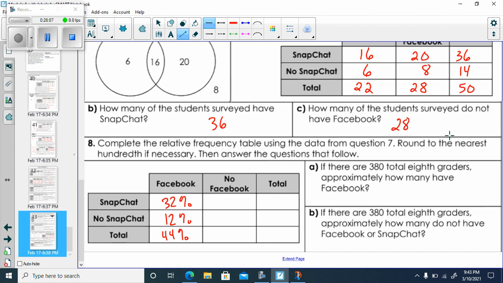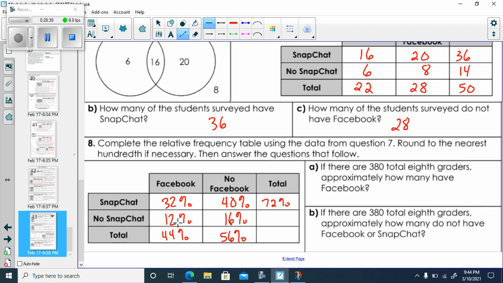All right, now let's try this one. 20 out of 50. 20 divided by 50. That would give you 40% that have Snapchat with no Facebook. 8 out of 50. 8 divided by 50 would give you 16%. Now keep in mind, this is your total, so you can add it together. That's 56%. Here we're finding our total that has Snapchat. That would be 72%.